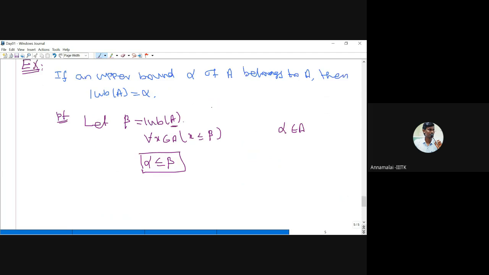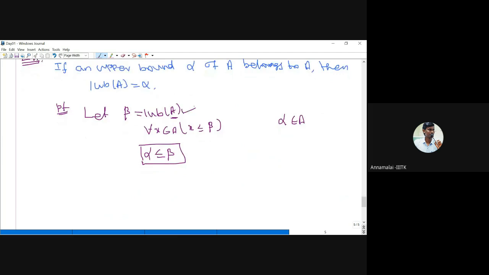Okay, so we know that beta is the least upper bound. So alpha is an upper bound, beta is the least upper bound. Therefore, the least upper bound is always less than or equal to any upper bound, because alpha is an upper bound and beta is the least upper bound. Therefore, we get this inequality. Now comparing the inequalities, we get alpha equal to beta. Therefore, we prove that LUB of A is alpha. So if a set contains one upper bound, that upper bound must be the LUB. Okay.